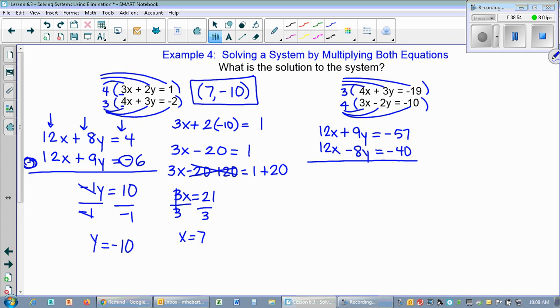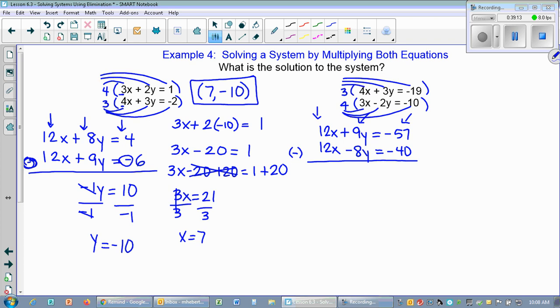So we've met the first qualifications for both methods, making our coefficients the same value, which are both 12s. To add, they have to be different signs. To subtract, they would be the same signs. So our coefficients are both a positive 12. Since we have same signs, we will subtract. We'll subtract all 3 columns.